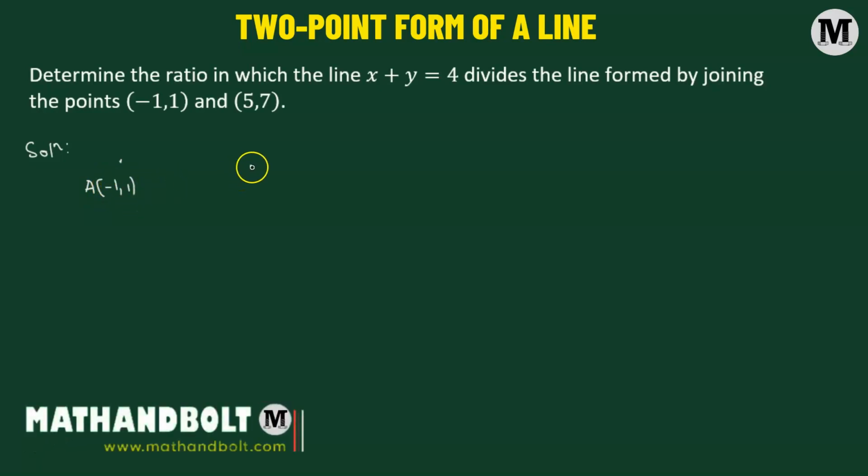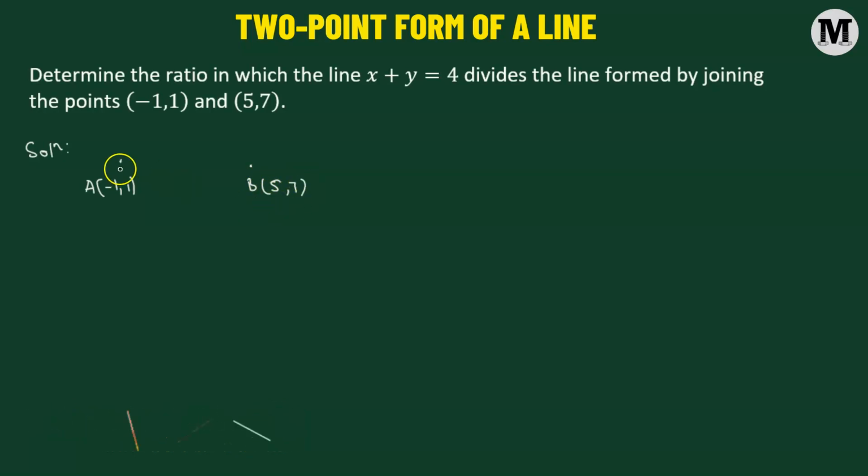We'll consider another point B. B has the coordinates (5, 7). We're going to join the 2 points with a straight line. Next, we're given another line, x plus y equals 4, and this line is dividing AB in the ratio lambda is to 1. So our goal will be to determine the value of lambda.